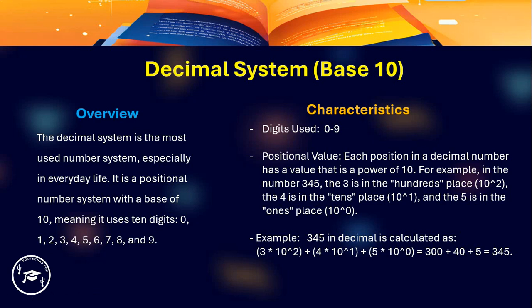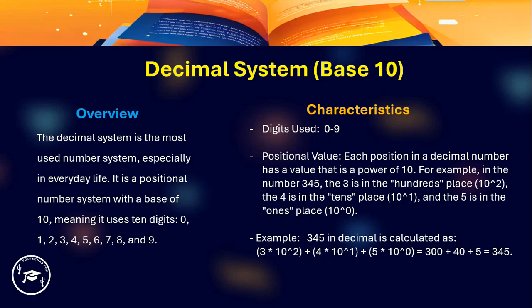Let's look at some of the characteristics of the decimal. The digits that are used are from 0 to 9, and it depends mostly on positional value. What do you mean by that? Each position in a decimal number has a value that is a power of 10. For example, in the number 345, the 3 is in the hundreds place, that is 10 exponent 2. Then the 4 is in the tens place, which is 10 exponent 1, and the 5 is in the ones place, which is 10 exponent 0. And we know that any number exponent 0 is 1.